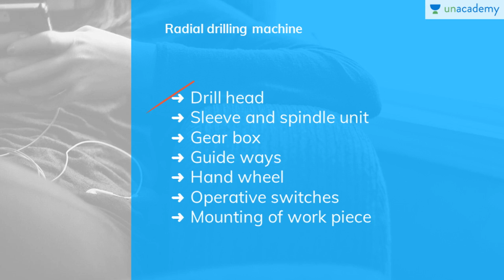A drill head which contains the sleeve and the spindle unit is present in the radial drilling machine. A gearbox is housed inside the drill head to obtain the required feed and speed. These receive power from another motor which is mounted over the head. The head can be moved horizontally over the arm by the use of guideways and clamped at any desired position. A hand wheel is present which helps in giving a manual or automatic downfeed for the drill. The operative switches are fixed over the head.